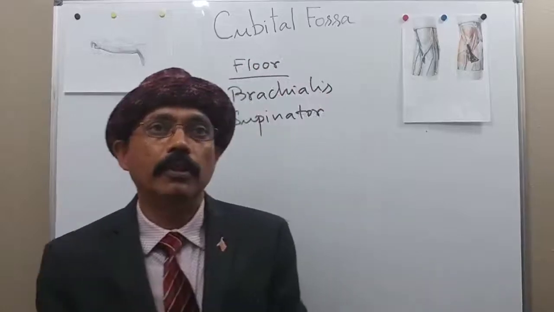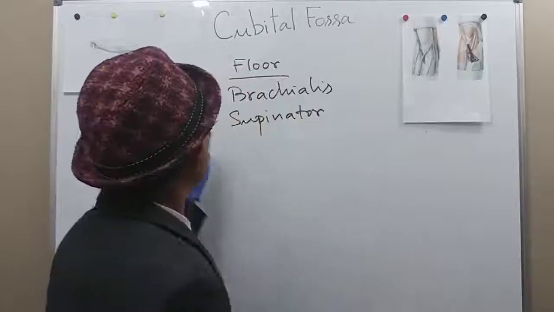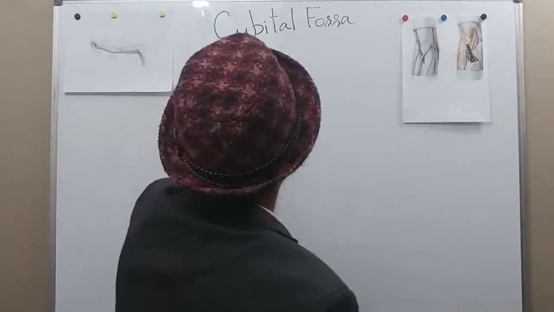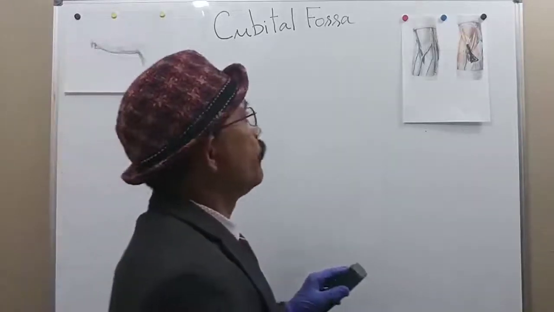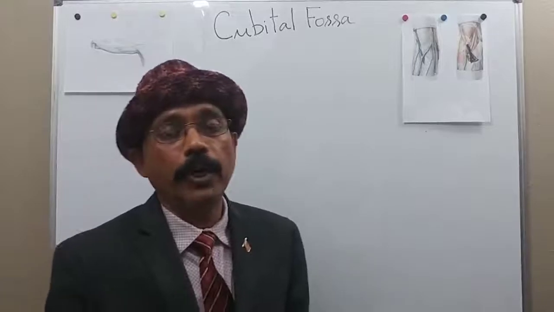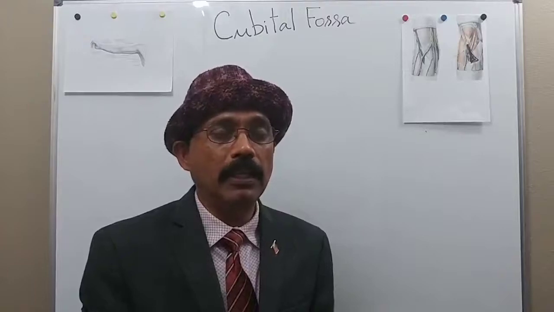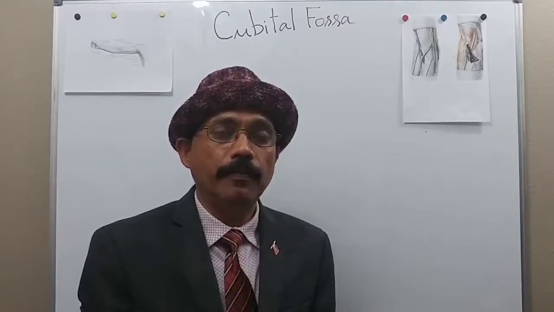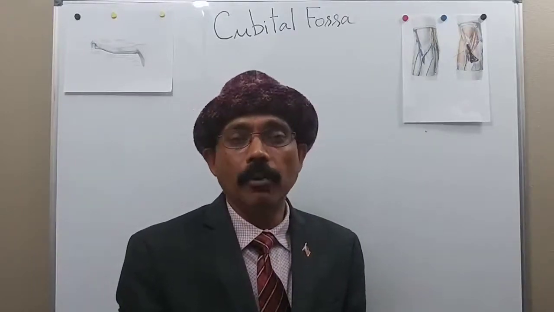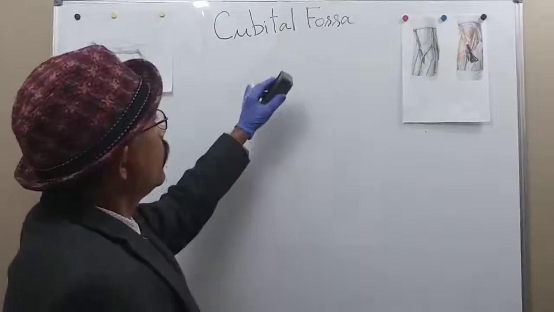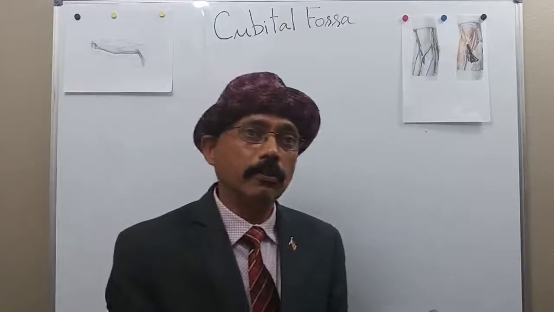We have the floor. The floor of the cubital fossa is formed by the supinator, which is present below and laterally, and the brachialis, which is above and medially. Now we'll find out the contents.